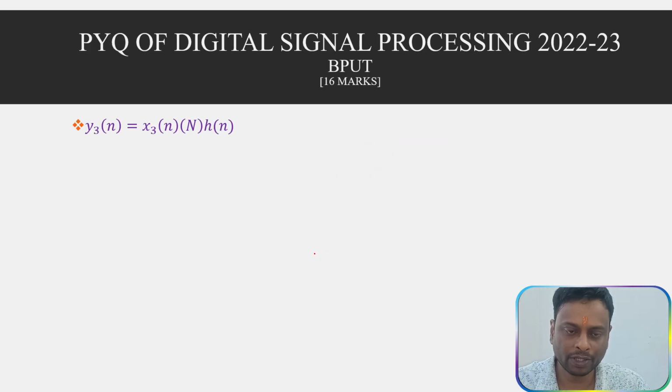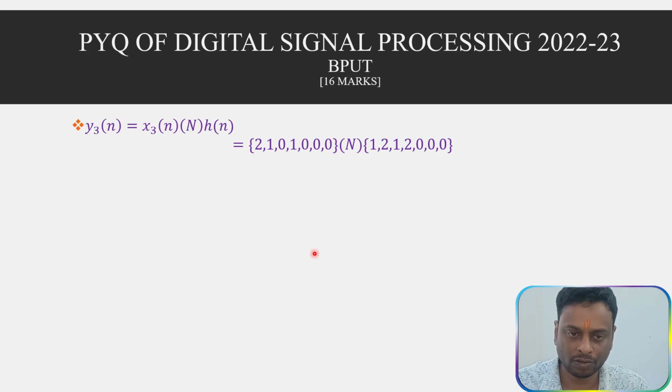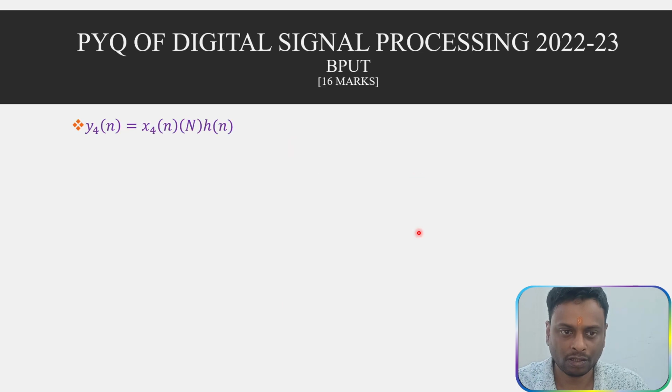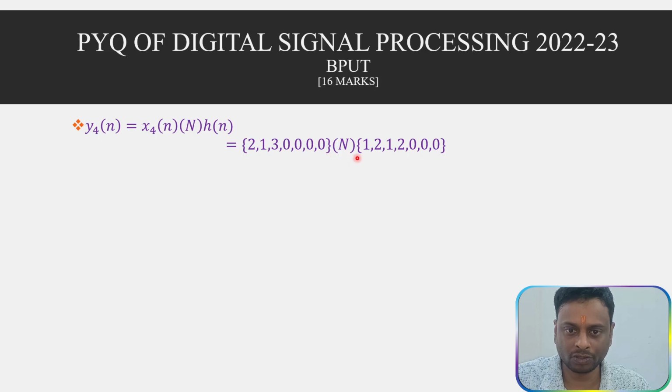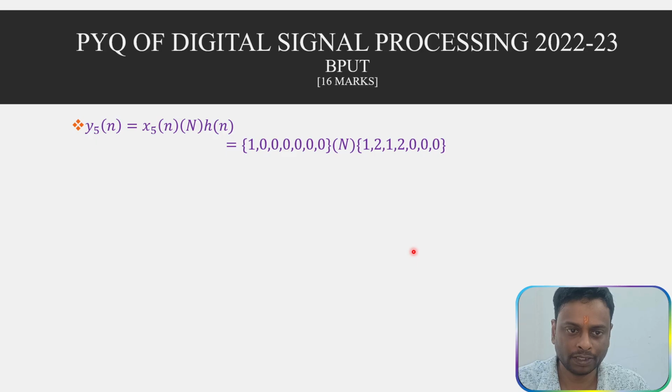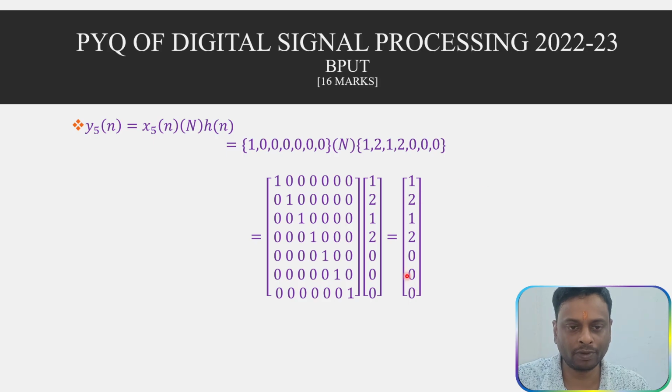Similarly you can find y3 of n: x3 of n circular convolved with h of n, using the matrix multiplication method. So this is our y3 of n. Similarly y4 of n: x4 of n circular convolved with h of n, so this is your y4 of n. Similarly y5 of n: x5 of n circular convolved with h of n, so this is our y5 of n. So we have calculated y1 of n up to y5 of n.